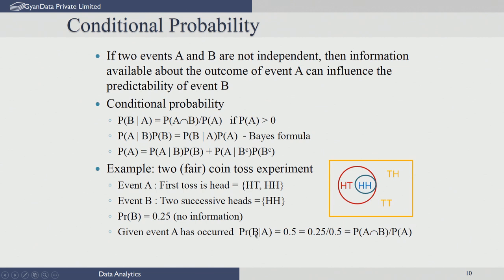Now if B and A were totally independent, then the information that you have provided about A would not affect the predictability of B; it would have remained the same. In this case it has not remained the same, so B and A are not independent.